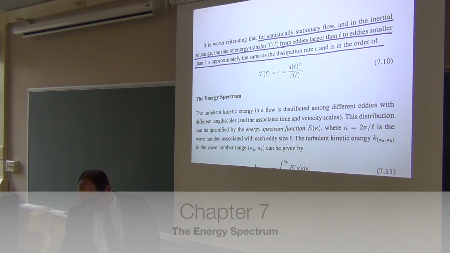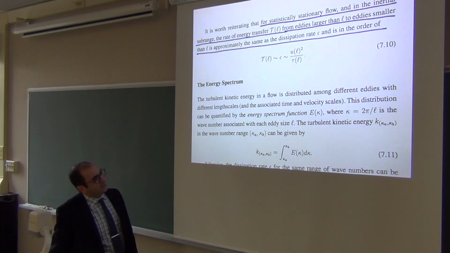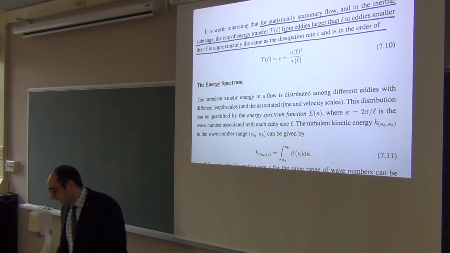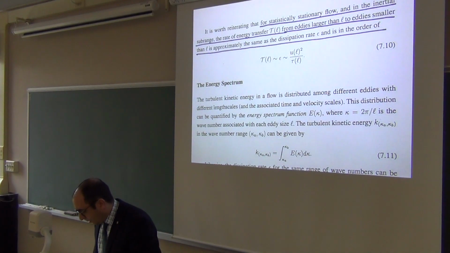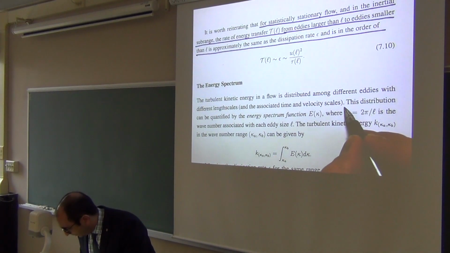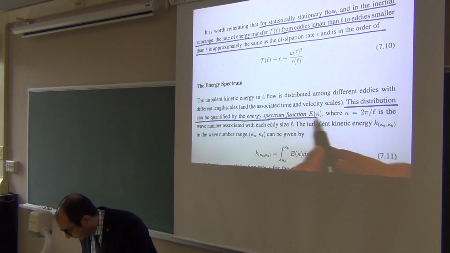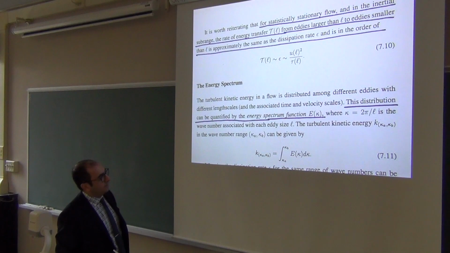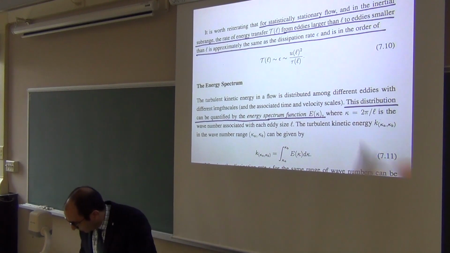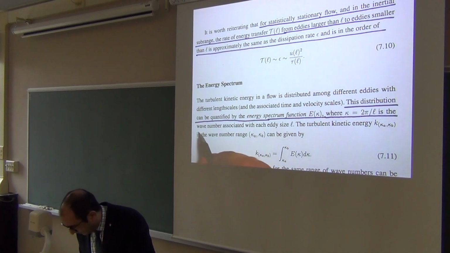The energy spectrum. Turbulent kinetic energy in a flow is distributed among different eddies with different length scales. So the game is all about the game of scales. So fluctuations come and go in different scales. That's why we need to develop some sort of a distribution that can quantify these scales of motion. We know this as energy spectrum function, E as a function of kappa, and we would like to describe size of fluctuation using wave number. So kappa is wave number of the flow, 2 pi over L, and L is the size of the fluctuation.